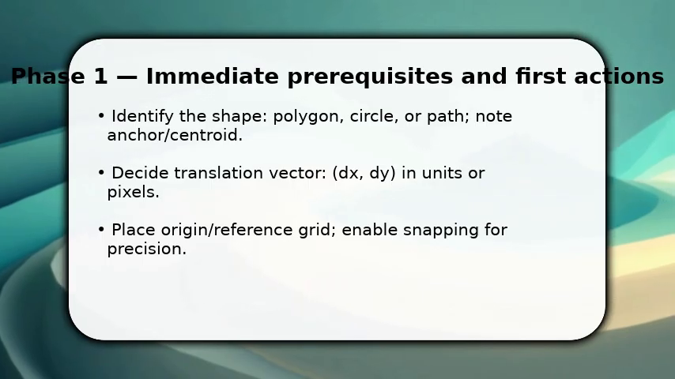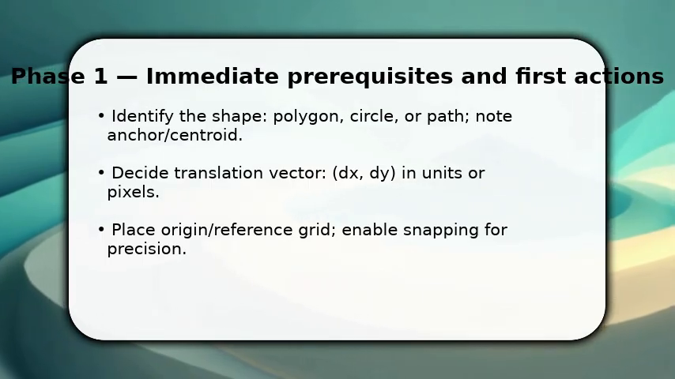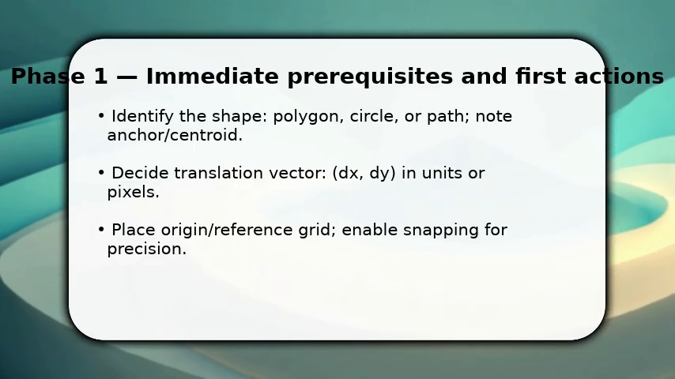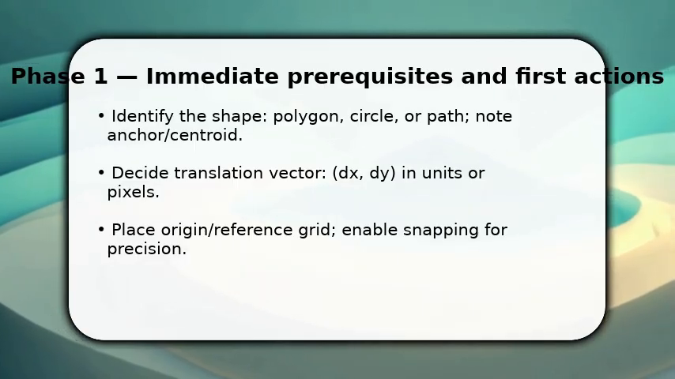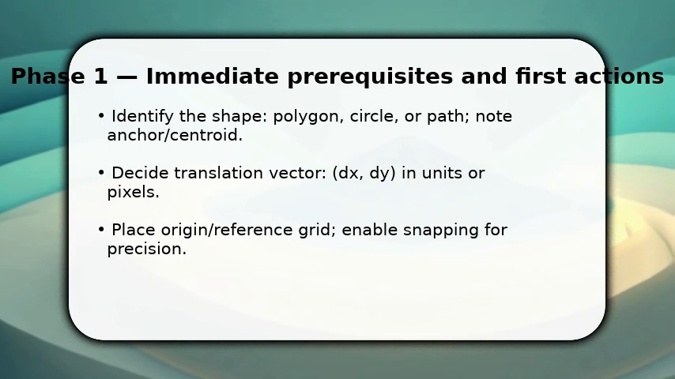This prevents cumulative error. Now perform a single trial move to confirm the direction and magnitude. If it matches your plan, you're ready to proceed to moving all control points.